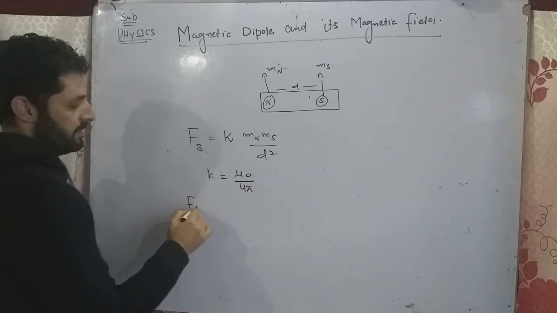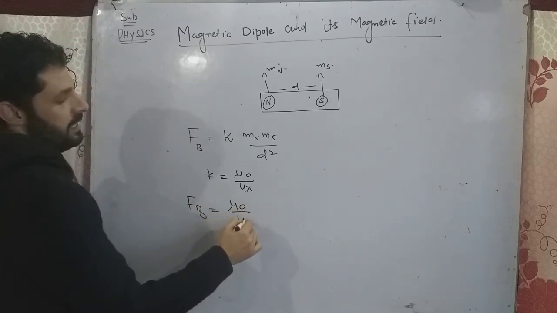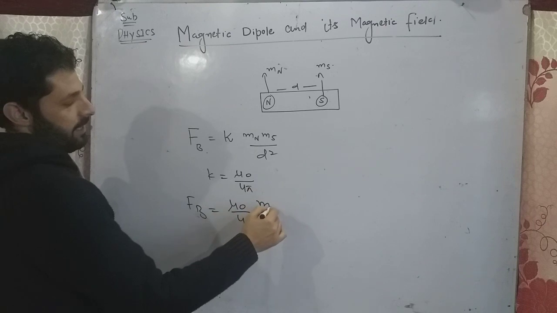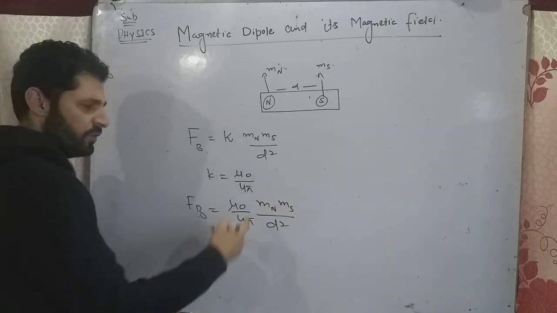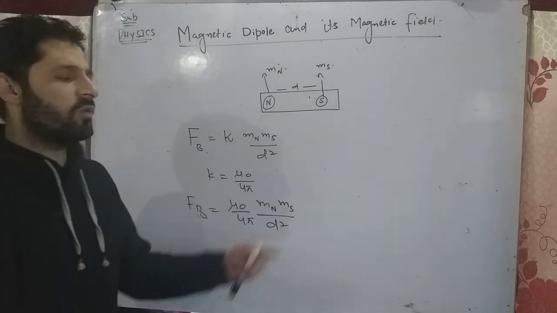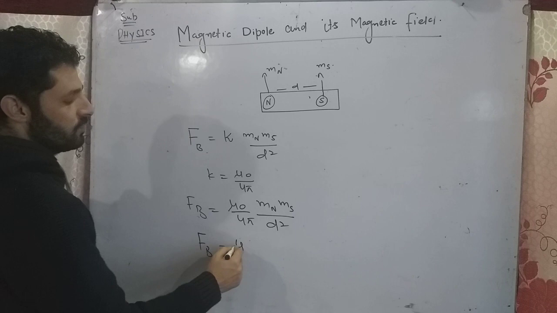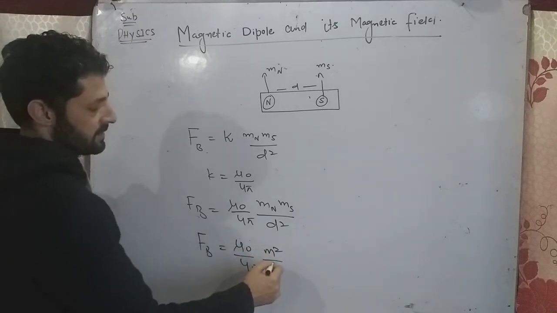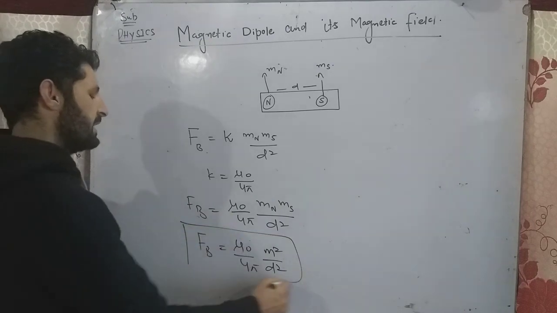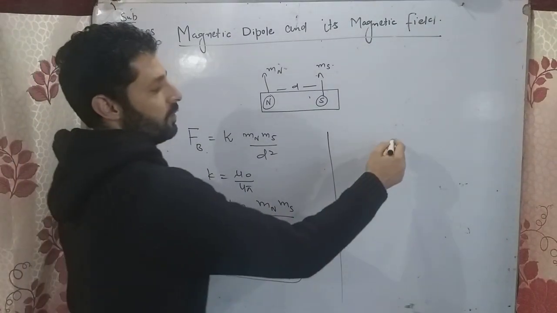So FB becomes mu 0 by 4 pi mn into ms divided by d square. We know the magnitude of mn is equal to ms, so you can write it for a magnetic dipole: mu 0 by 4 pi m square divided by d square. So the same is the case for the force between two charges in a dipole.